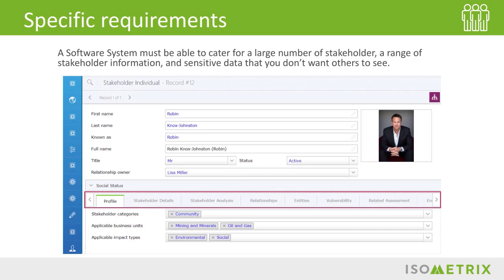And then things like doing an analysis of that stakeholder, understanding their interests, understanding their influence. And this gives you then the power or the intelligence to know how to manage that particular stakeholder. Other important features could include the relationships that stakeholder has to other stakeholders, or to an entity that you might also capture in your system. So those links can also be created.